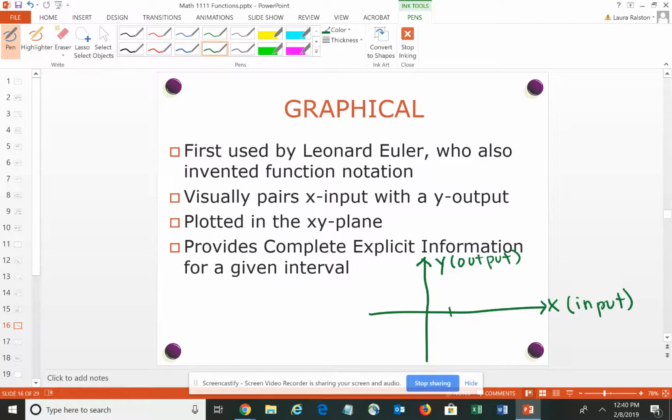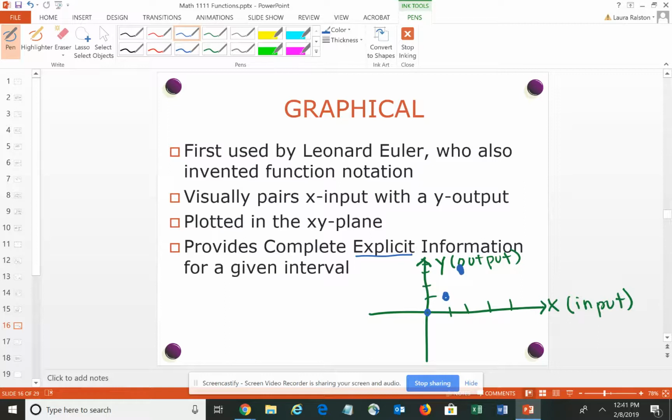So, for example, we would actually show them visually paired. So, for example, we had 0, 0. We had 1, 1. 2 squared is 4, so you would have 2, 4. So you get to see it visually on the graph, and there's not really a lot of calculations. So again, it's explicit because you're simply reading the information from the graph.